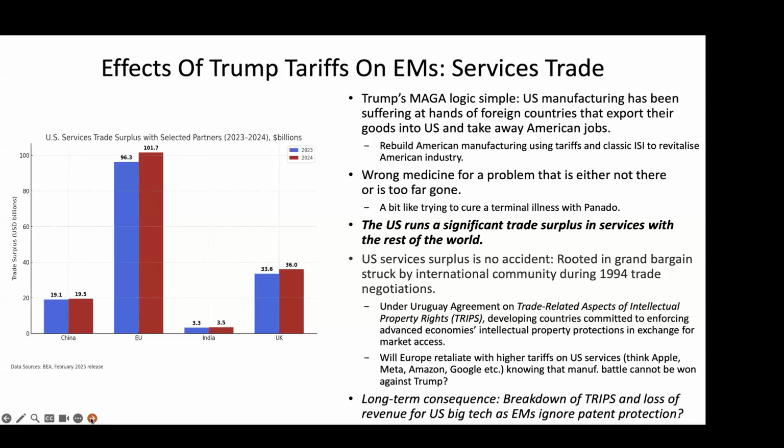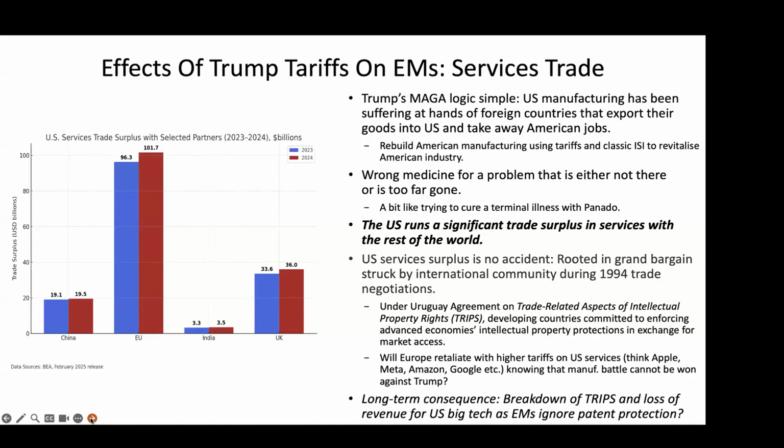Now, the Trump MAGA logic, as I said, is about US manufacturing. We've been suffering at the hands of foreign countries that export their goods into the US, and they're taking away American jobs, right? It's a classic ISI strategy designed to save the American working class. He doesn't put it that way, but that's essentially what it is. But yet, the American economy has moved on from that. It's no longer a manufacturing-based economy. It's actually a services-dominant economy.